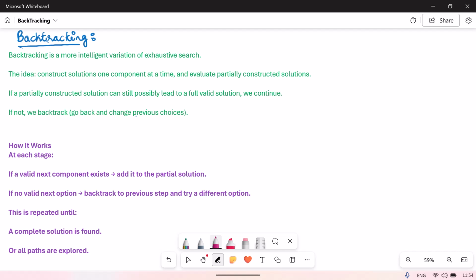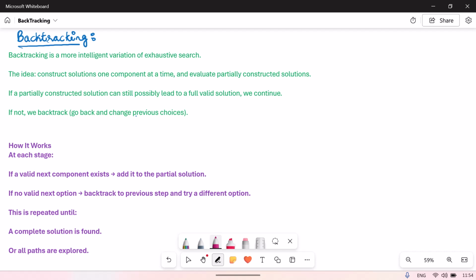See the definition over here. Backtracking is a more intelligent variation of exhaustive search. Exhaustive search means, when you have a problem, you go on finding different solutions. There might be different intermediate steps also. Sometimes we know that an intermediate step might not lead us to the solution, but we do nothing. We still go with that path, and in some iteration we get the solution. Backtracking is very similar to that.